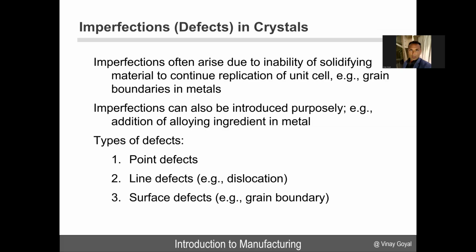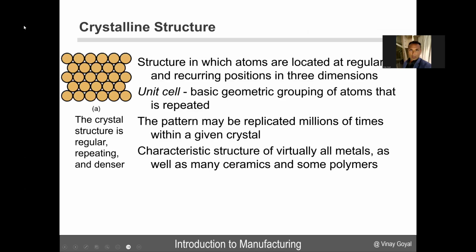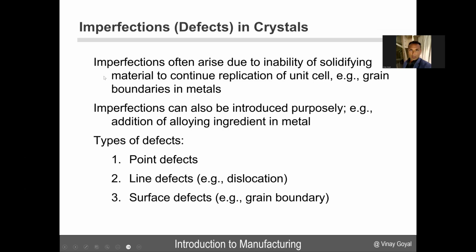There's three types of defects when you're looking at imperfections in crystals. So again, a perfect crystal looks like this, arranged perfectly, but then imperfections can arise, and these grain boundaries will occur when there's the inability to solidify the material, or they can be introduced purposefully. The three types of defects you may see are point defects, line defects, an example of which is dislocation, and surface defects, which is a grain boundary.